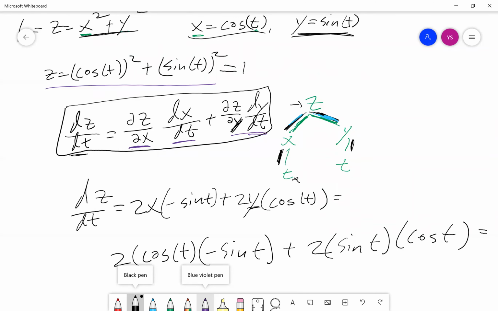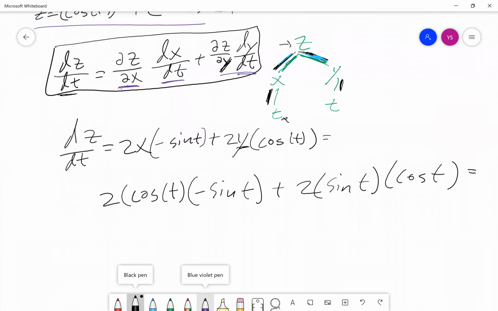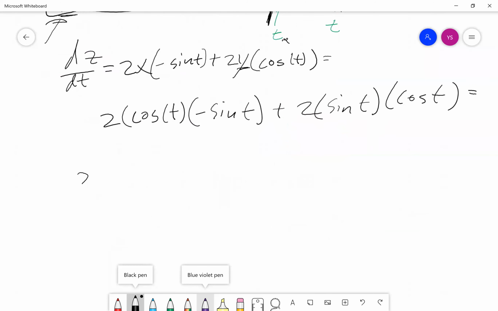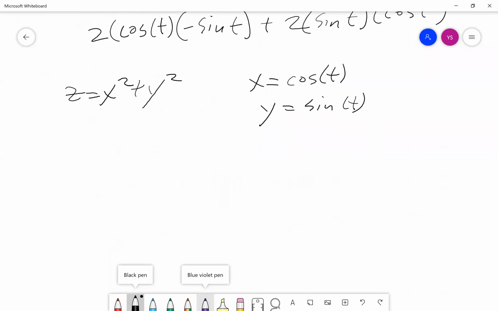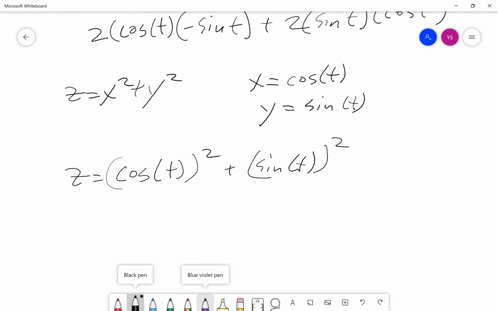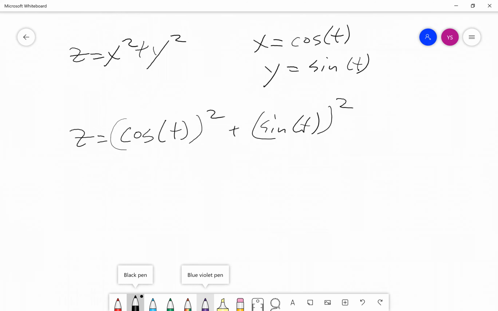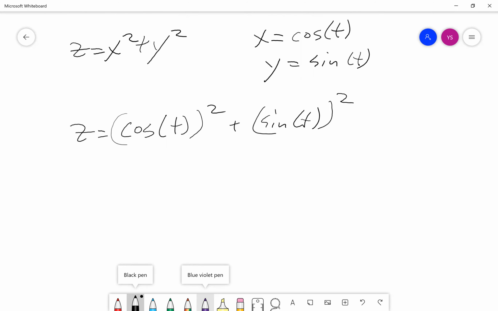Of course, in these simple cases, rather than use this formula, we can say, well, if my z is equal to x squared plus y squared, and my x is equal to cosine of t, and my y is equal to sine of t, what happens if I just plug them in? So my z now is equal to cosine of t squared plus sine of t squared. And if I did not know any trigonometric identities and I just wanted to take the derivative, it's now some function only with respect to t.